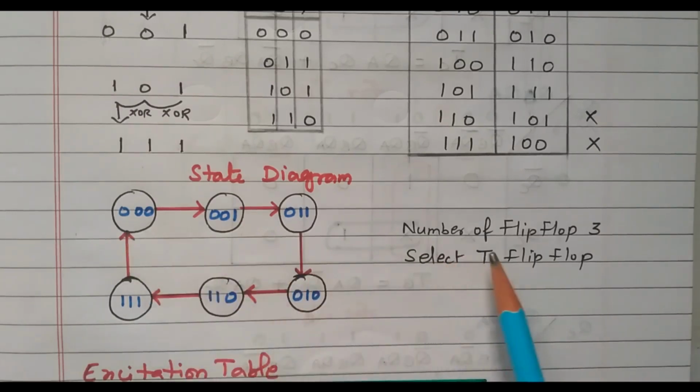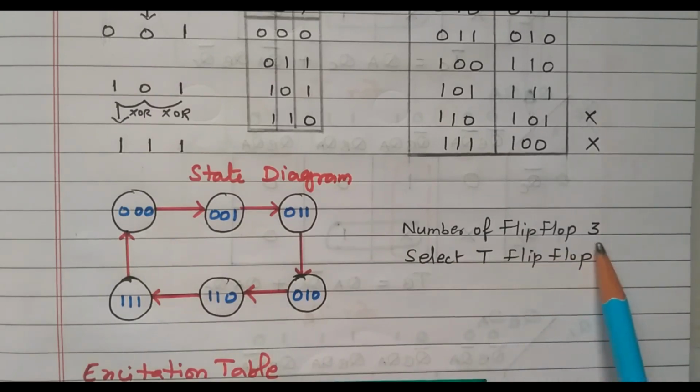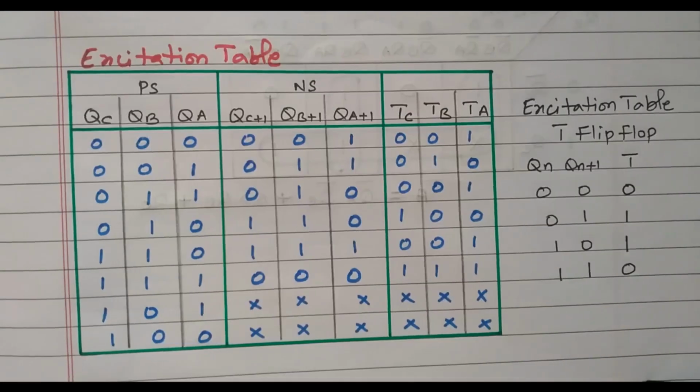So from this we can identify that 3 flip-flops are required. We can select the T flip-flop, right? Now we need to identify the excitation table for the counter. First we will see the excitation table of the T flip-flop. The excitation table means we are identifying what input is required for the given output.